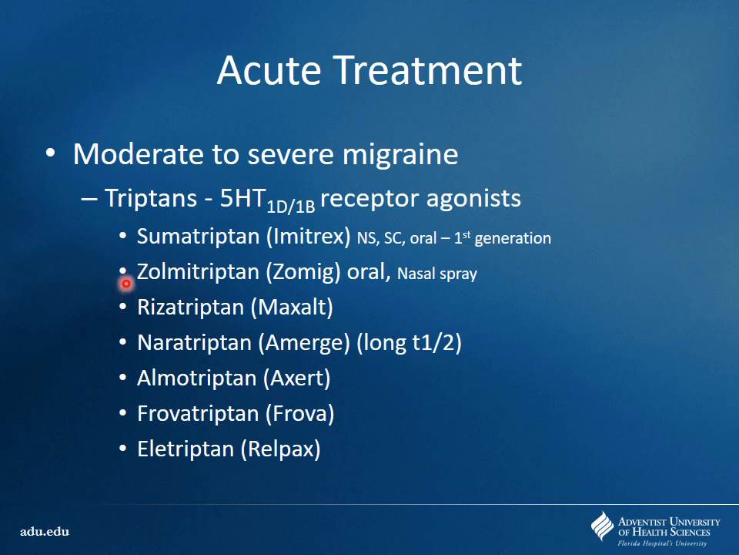And then we have all these congeners, these Me Too drugs, which we consider to be the second generation triptans. Really the big things where they're going to differ are based on what dosage forms they have available and basically their half-life and onset of action. Typically with these drugs, the longer the half-life, the longer it takes for them to be effective. So it has a slower onset of action, but it helps to prevent recurrence.